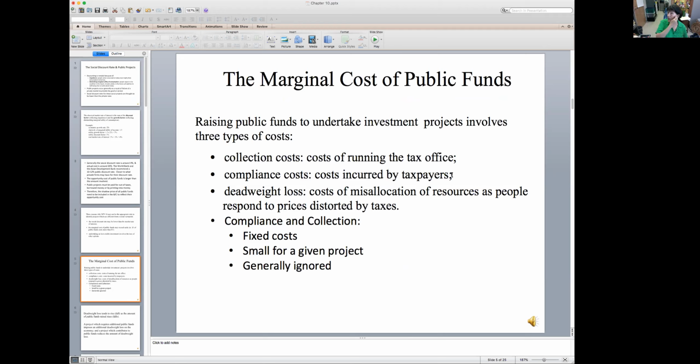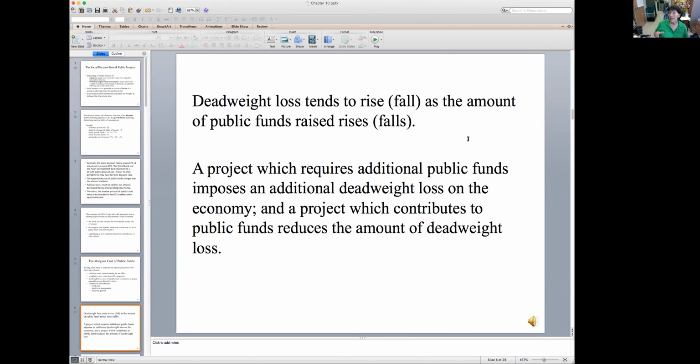So that's a problem. Normally the compliance and collection costs are relatively small. They don't go up and down based on the size of the project. They're generally ignored. What we're really going to focus on is this deadweight loss, because we did this over here. That one over there is messed up because we had to raise money to do our project over here. So we did it by messing with that market over there. And you know how I feel with messing with markets. Never a good idea. Okay. So again, we're concentrating on this deadweight loss. As you're raising more and more public funds, then you have a bigger deadweight loss.